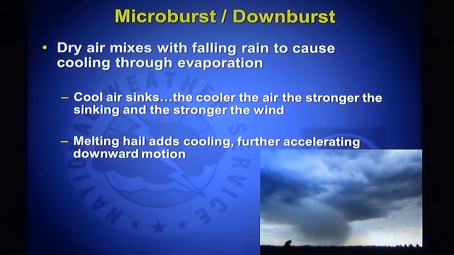Hail that's melting as it falls out of a thunderstorm adds to this cooling, further accelerating this downward motion toward the ground. These downbursts can be wet or dry. If there's a lot of rain with it, we call it a wet microburst, and if not, we call it a dry microburst.